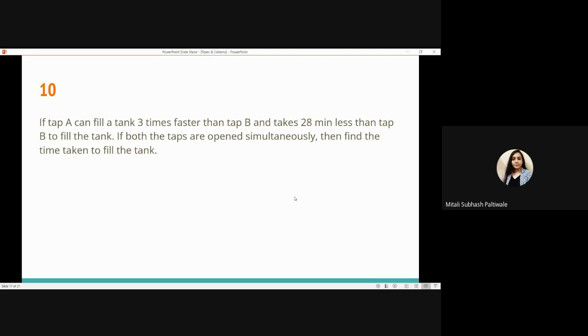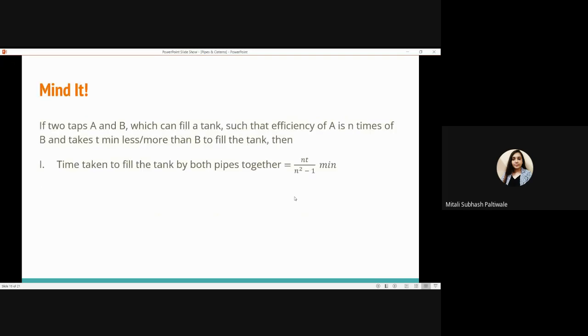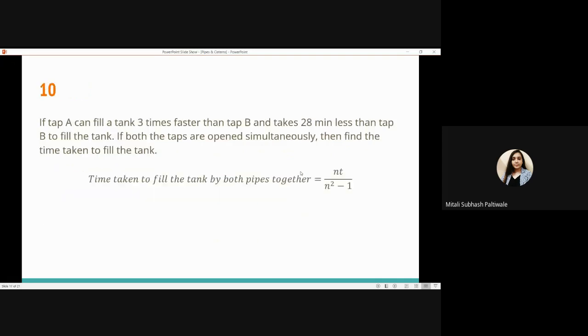Here we'll just put the formula, this one. Because both taps are open, we'll put the formula nt by n square minus 1. So what is n and what is t? Here n would be 28 minutes and t is the 3 times faster. Again, sorry, n would be 3 and t would be 28 minutes.